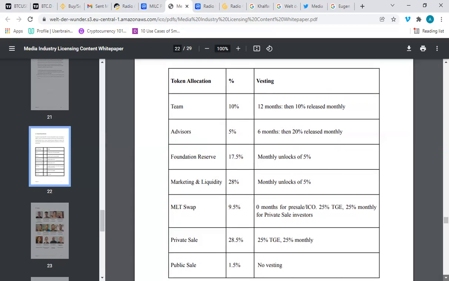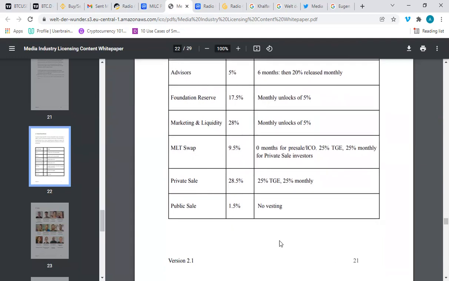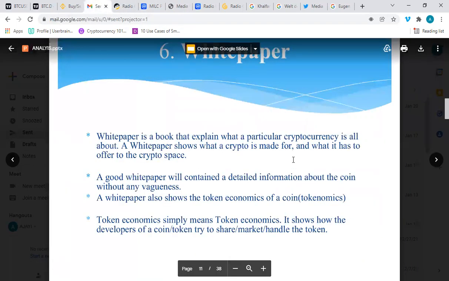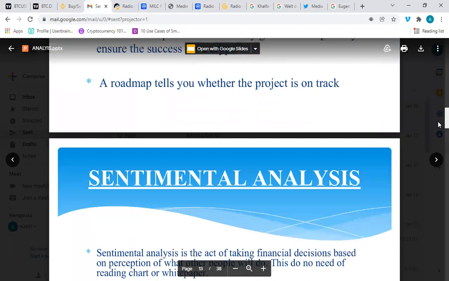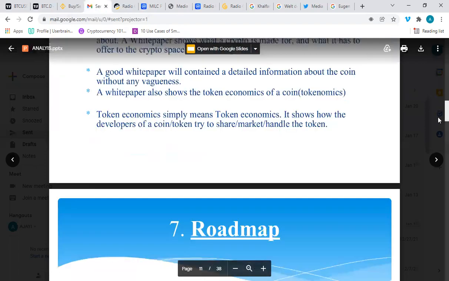Now for the public sale, it means when they launch the coin, this is the percentage of the coin that they put out for the public to buy. That's public sale. Now let's continue. So that's the white paper. Now let's continue.